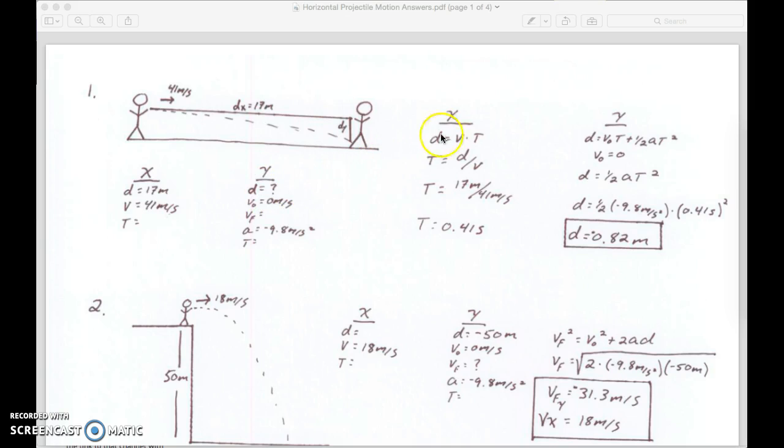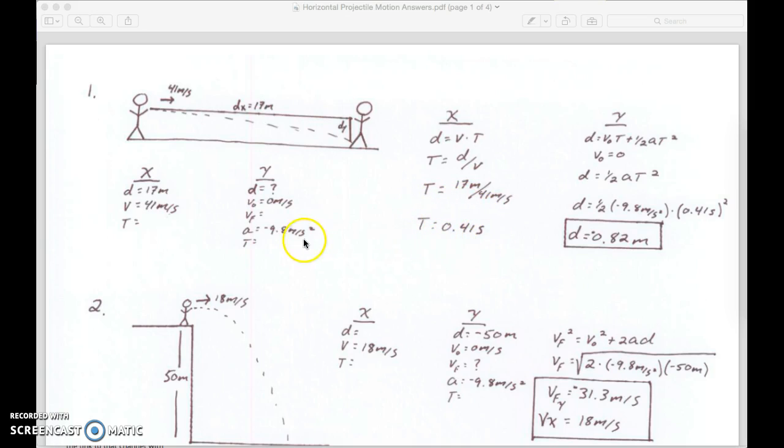in the y direction. So in the x direction, I have one equation for constant velocity motion, that's d equals v times t. Rearranging for time, I get displacement over velocity. I can plug in my numbers, 17 meters divided by 41 meters per second, and that tells me the baseball is going to get to the catcher in 0.41 seconds.